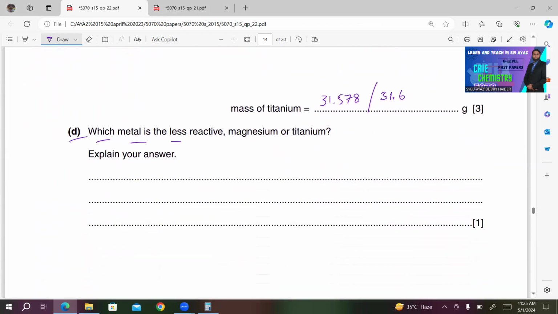D. Which metal is the least reactive, magnesium or titanium? Explain your answer. It's very easy, titanium, because magnesium can displace titanium from its compound.